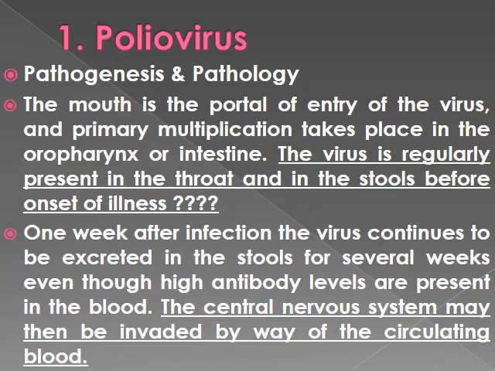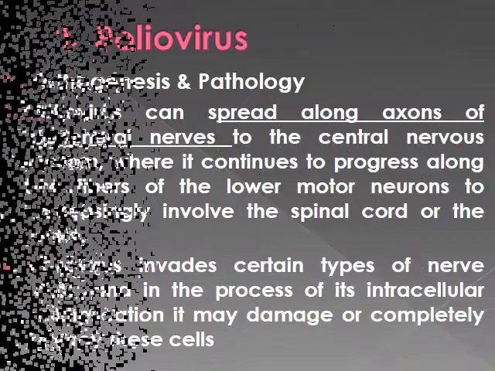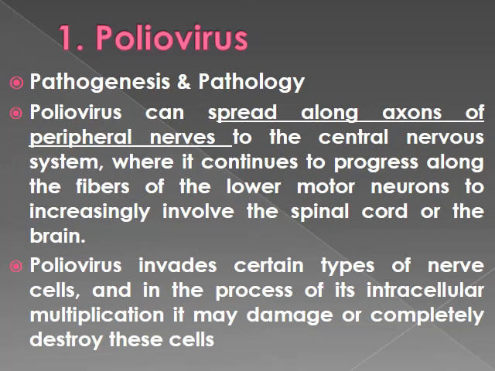One week after infection, the virus continues to be excreted in the stools for several weeks. The central nervous system may then be invaded by way of circulating blood. There are two main ways of invasion: either by circulating blood, meaning absorption of the virus in the intestine into the blood and from the blood to the CNS, or the virus can spread along the axons of peripheral nerves from nerves in the intestine to the central nervous system, where it continues to progress along the fibers of the lower motor neurons to involve the spinal cord or the brain.